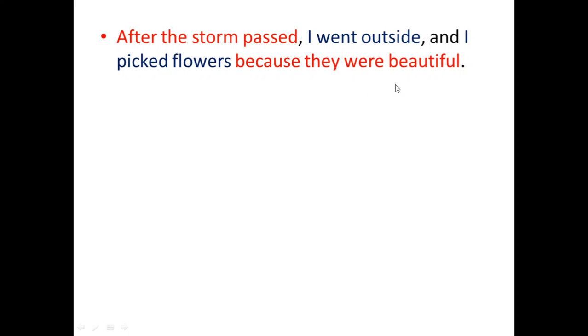Because they were beautiful. What was beautiful? We don't know, right? So this is your dependent, and after the storm passed, then what happened? We don't know. So this is incomplete, just like this sentence. So these two are dependent, and then I went outside and I picked flowers. This is your independent clauses.